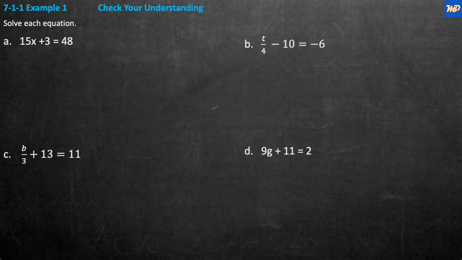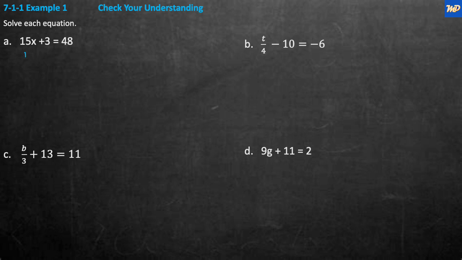So now let's check our understanding. We're going to start off by following the steps that we talked about before. We're going to get the terms together, so the constants will be on one side and the variable terms on the other. We're going to start off here with a, which is 15x plus 3 is equal to 48.